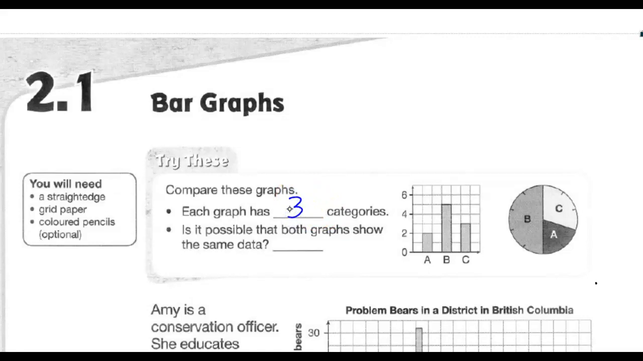Is it possible that both graphs show the same data? Well, they have ABC. We can take a look at B looks to be the biggest here, same in the circle graph. A is the smallest, which it is in the circle graph. If you take a look, they've marked off some markings along the edges, and there's 5 sections in B, and there's 5 here in the bar graph. 3 for C, 3 for the bar graph, 2 for A. So yes, they definitely could.